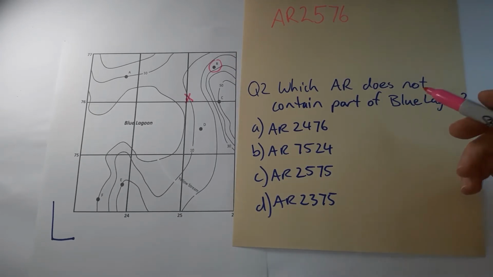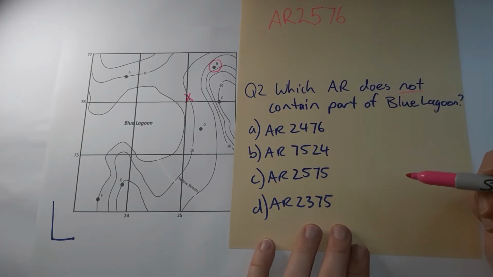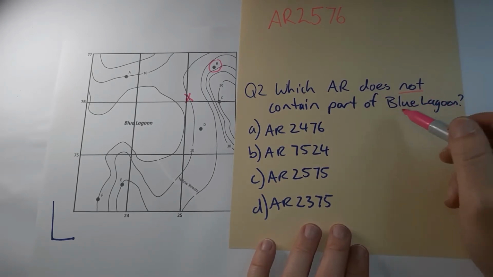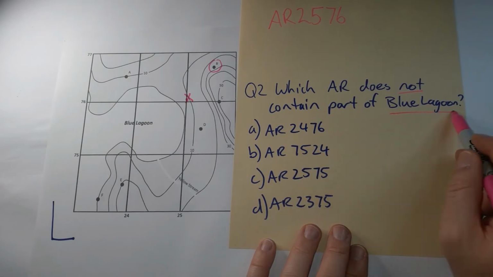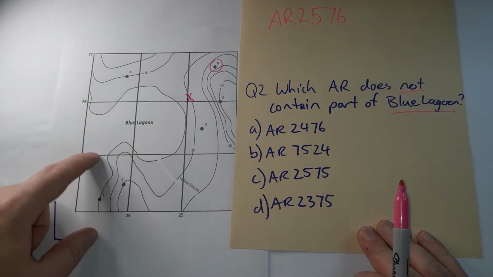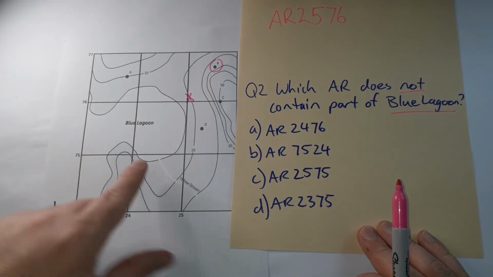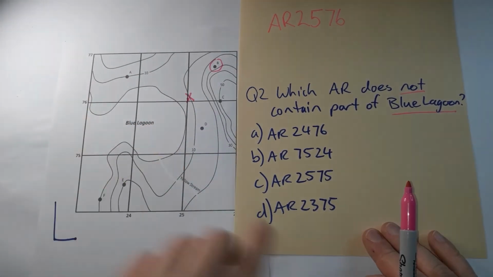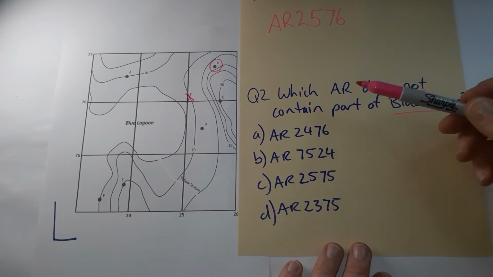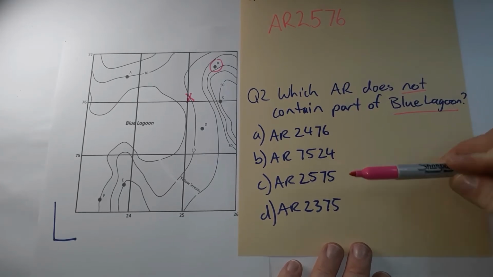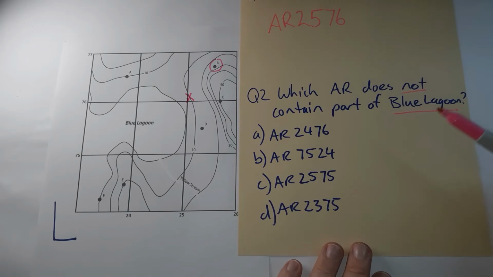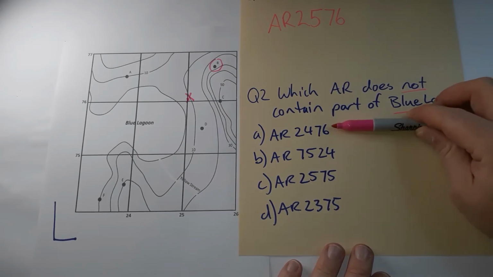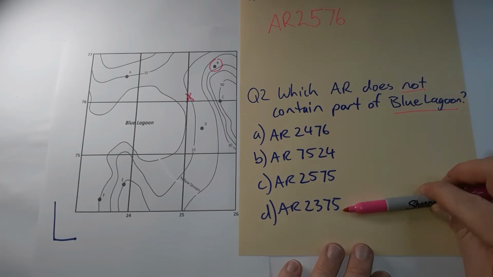Which area reference does not, so it's got a negative, I'm not looking for, a part of the Blue Lagoon? The Blue Lagoon here is this white mass, it's a body of water, and the land has been shaded in grey. So by a process of elimination, we want to figure out which of these is not going to have a part of the Blue Lagoon within it. Now there's a bit of a trick to one of these answers, which means we're going to cross it out straight away. Have a look at these and tell me which one's different from the others.